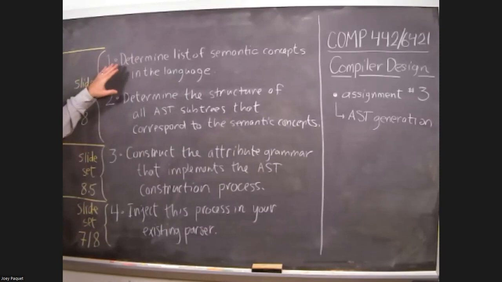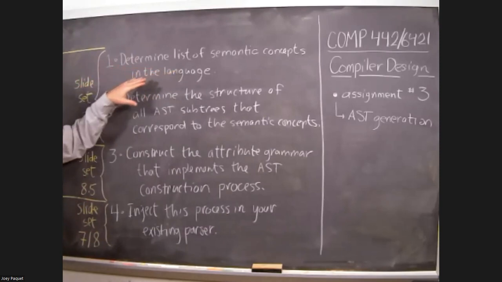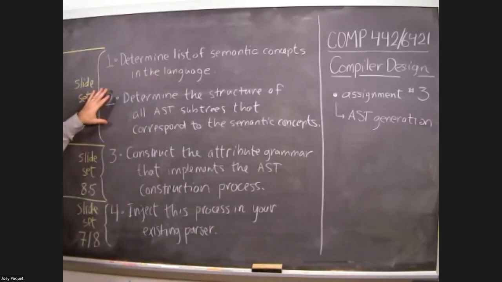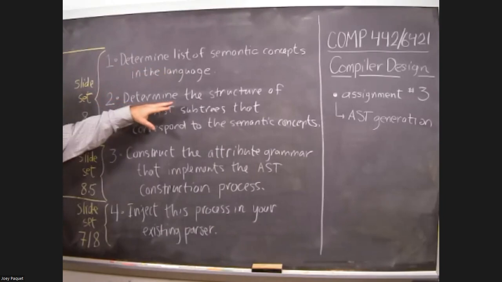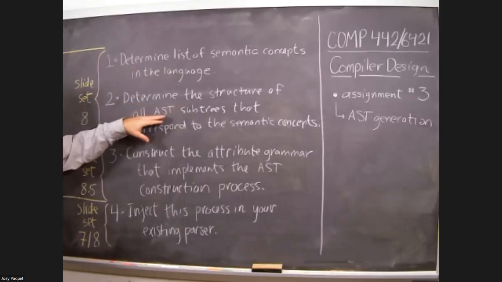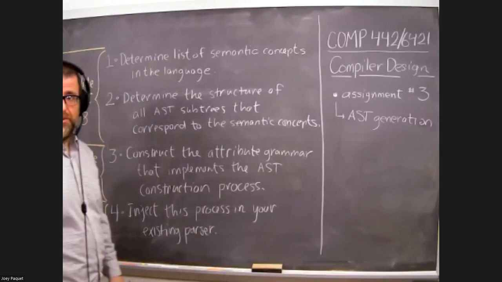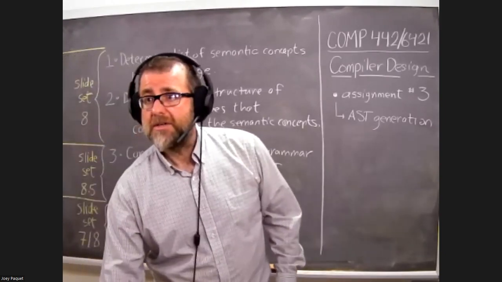First of all, you need to determine the list of semantic concepts that are in your language. And then the second step is to determine the structure of all AST subtrees that correspond to each of the concepts that you have identified in your language. That has been explained in slide set number 8, if you recall. So let's go back to this.